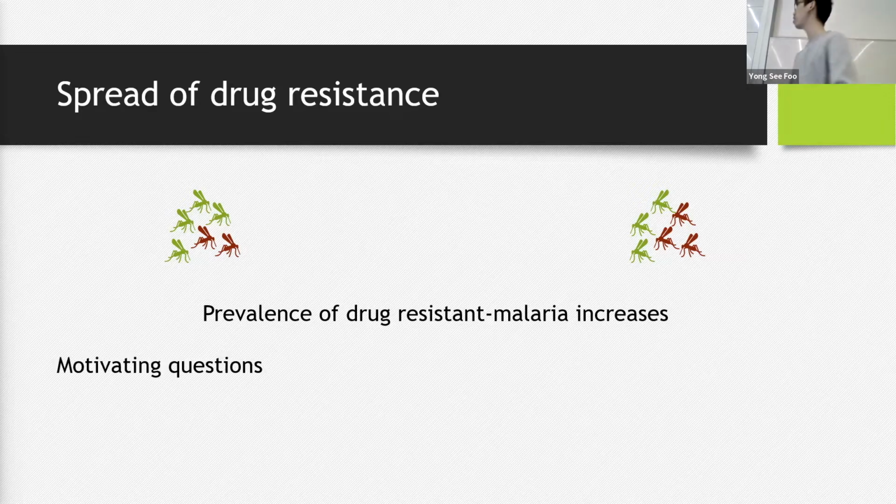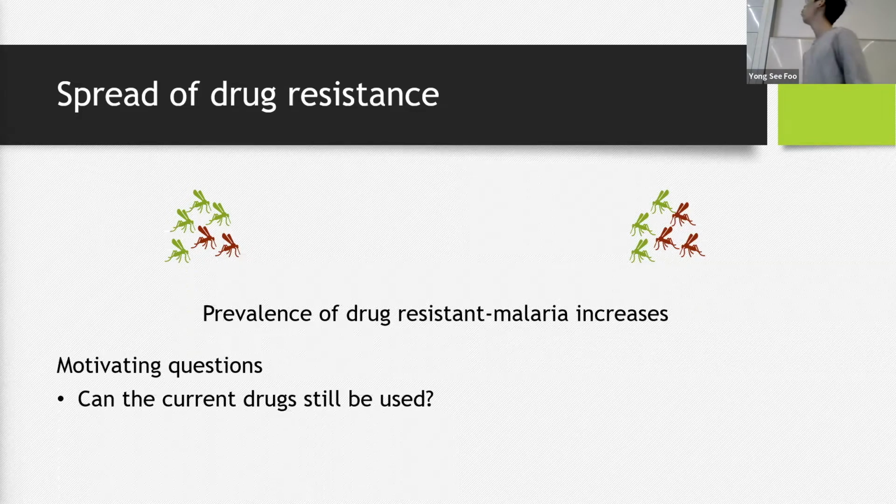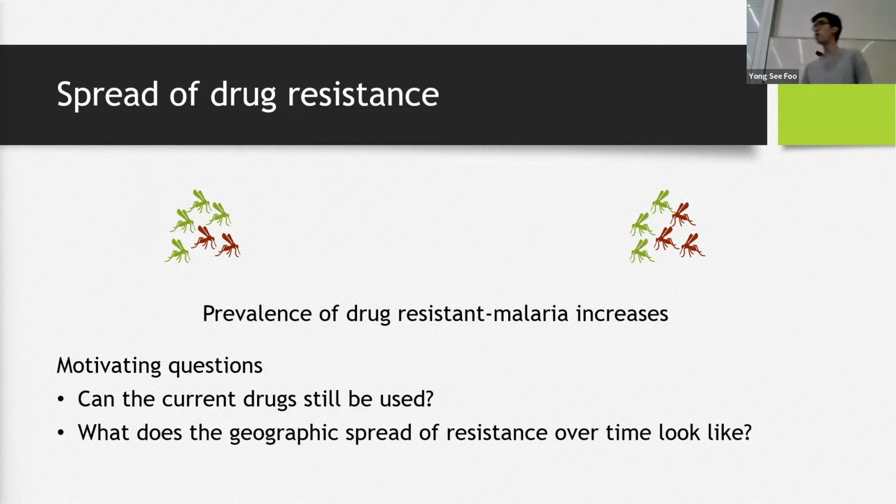So there's some motivating questions we have. One is, how high is this prevalence? Can the current drug still be used? If it's too high, then it's going to fail too frequently, and you don't want to worsen the situation. Another question could be, how is it spreading? Like, where is it spreading to, and how fast is it spreading? So we think about what's the geographic spread of this resistance over time.